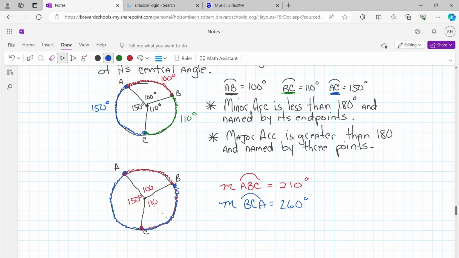Okay? So there's one more major arc. Well, we can have a few more, but the measure of arc, if we start at C and go around the outside here, through point A, and end at point B. That's another major arc. That's arc CAB. The measure of arc CAB would be the sum of the two central angles that form the arc. So 150 plus 100 is 250 degrees.